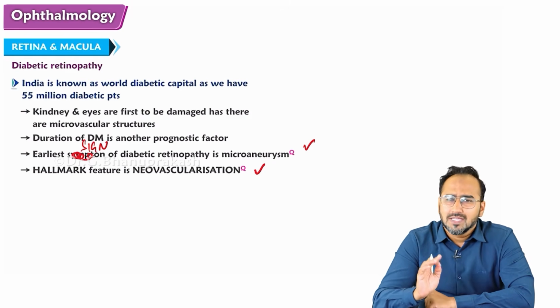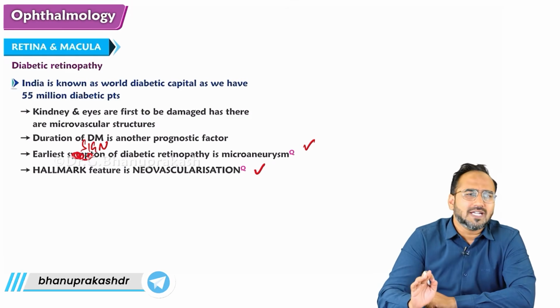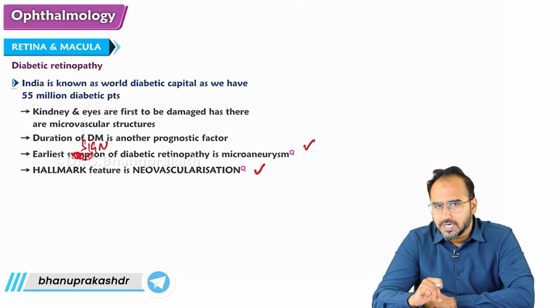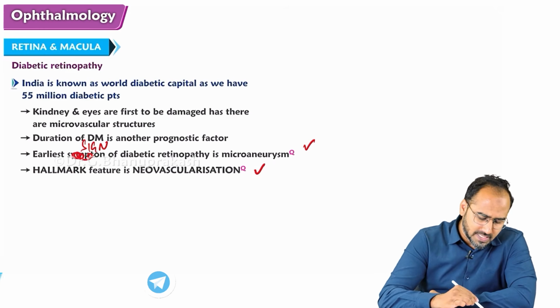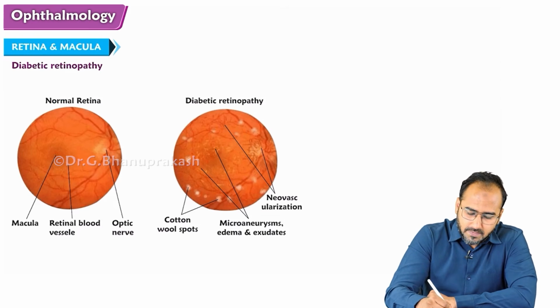Now coming to what? There are two types of diabetic retinopathy. One is called proliferative diabetic retinopathy. The other is called non-proliferative diabetic retinopathy. One is called what, guys? Proliferative diabetic retinopathy. The other is called non-proliferative diabetic retinopathy.